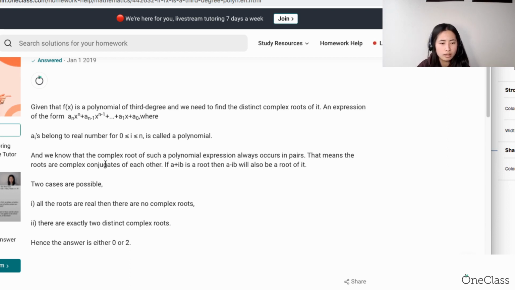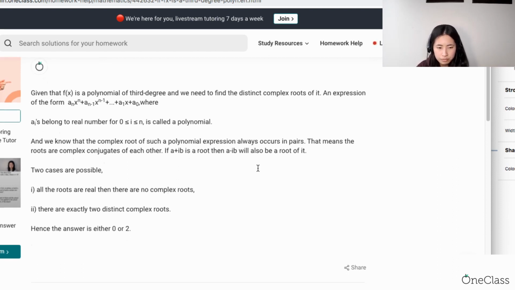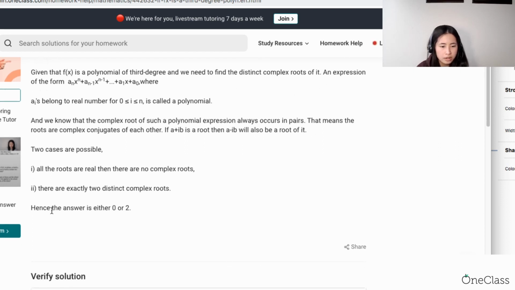And we know that the complex roots of such a polynomial expression always occur in pairs. That means the roots are complex conjugates of each other. If a plus ib is a root, then a minus ib will also be a root of it. So this is right. Two cases are possible. All the roots are real, then there are no complex roots. The second point being there are exactly two distinct complex roots, hence the answer is either 0 or 2.